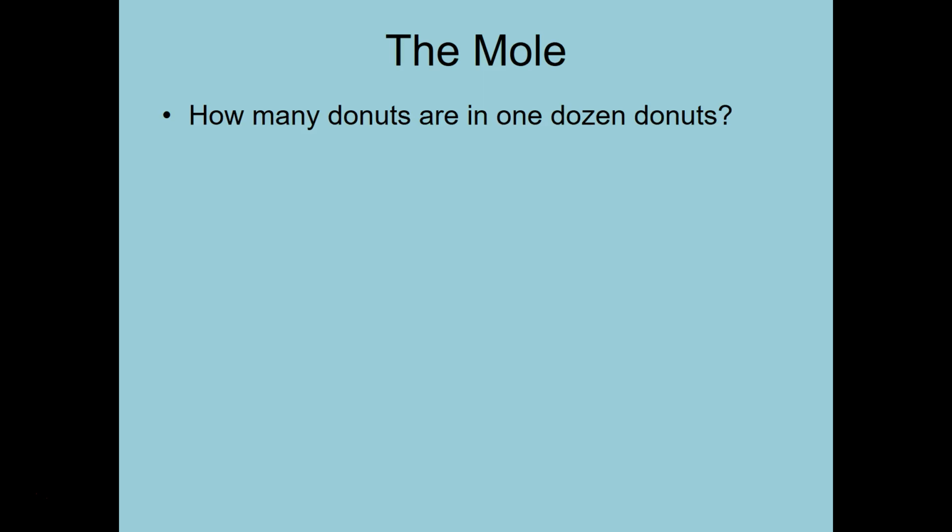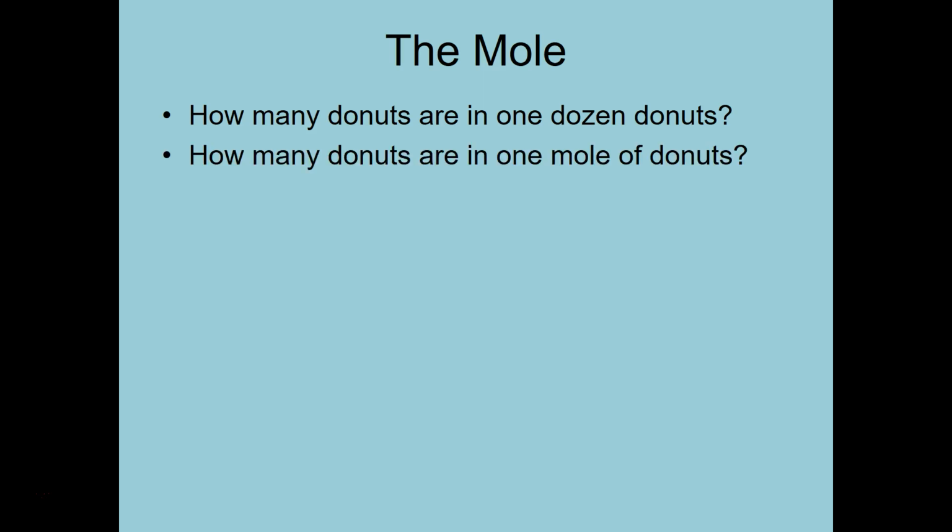So how many donuts are in 1 dozen donuts? 12. You go to Dunkin' Donuts, you say you want a dozen, they're giving you 12 donuts. How many donuts are in 1 mole of donuts? Well, we just learned that a mole is 6.02 times 10 to the 23rd, so that means it's 6.02 times 10 to the 23rd donuts. That's a lot of donuts.